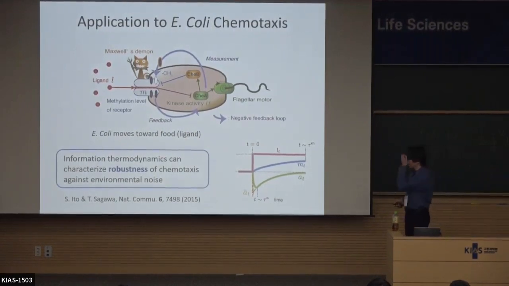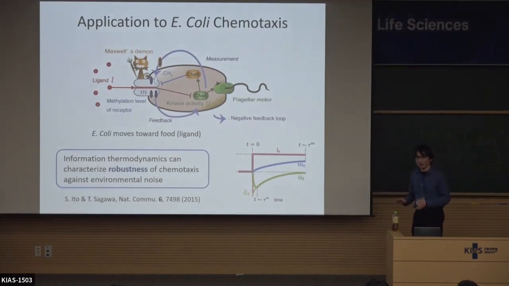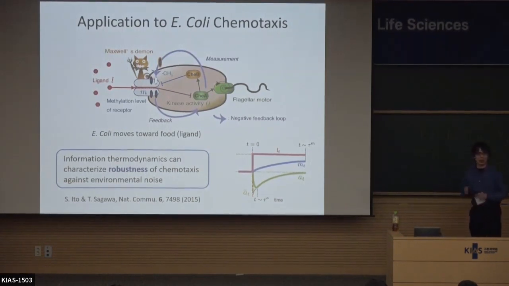This is my paper that is 7 years old. We applied the theory of thermodynamics of information to biochemical signal transduction. In that case, we tried to quantitatively characterize the robustness of adaptation by this kind of cell, E. coli bacteria, against external noise. We found that some information flow can characterize the bound of the capacity of this kind of adaptation. I will talk about this tomorrow if I have time. This is just a brief introduction to how thermodynamics can be applied to biochemical systems.